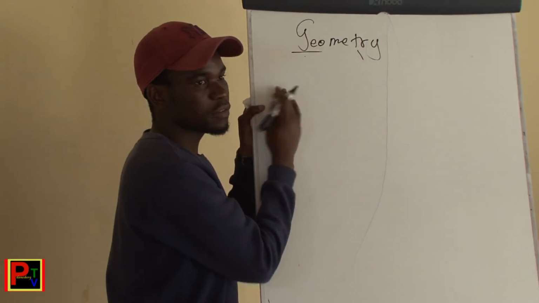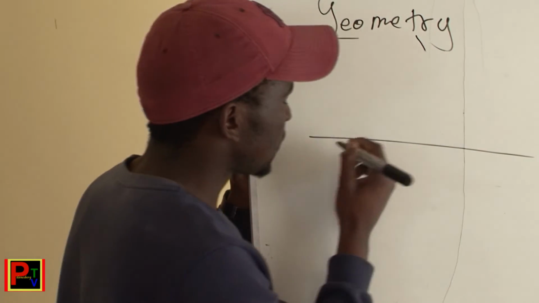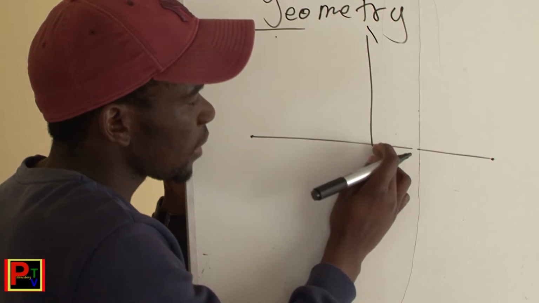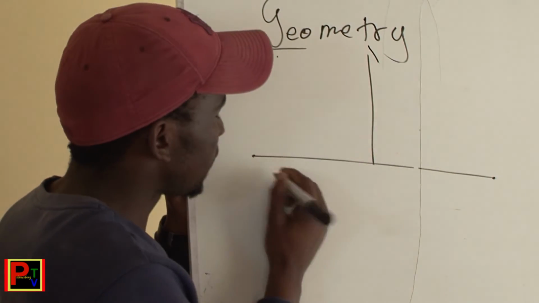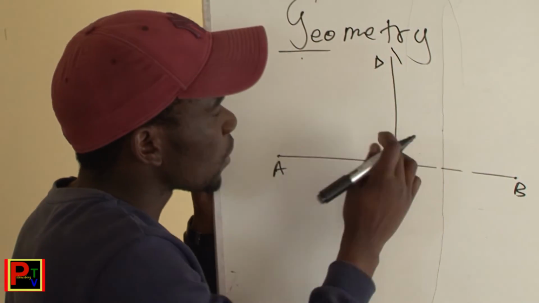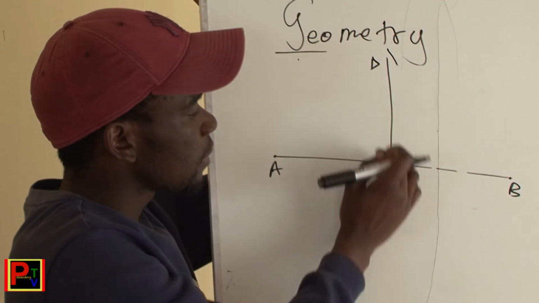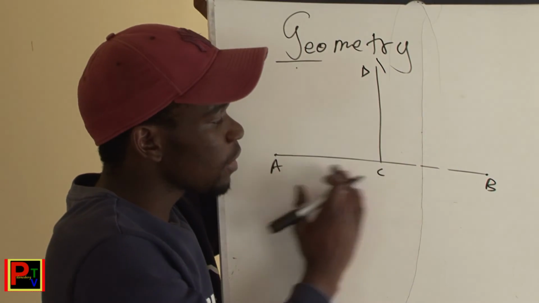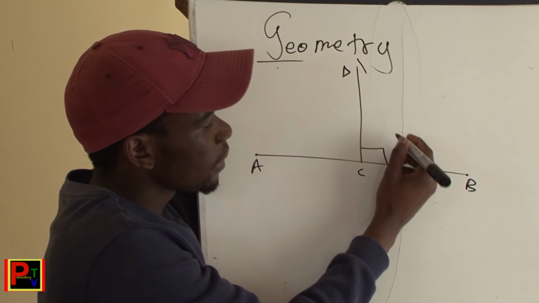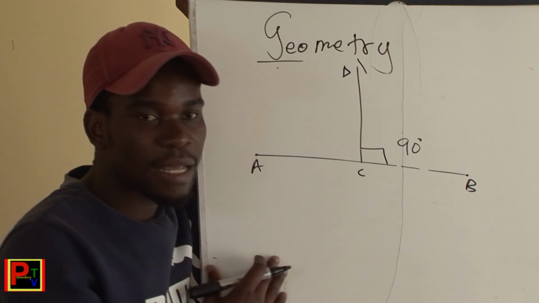We also have, if you are given a line segment and another line segment that bisects the one we started with, CD. So if you are given a line segment AB and CD bisects AB, therefore we say that it forms the angle here that is equivalent to 90 degrees. Now this becomes the right angle.